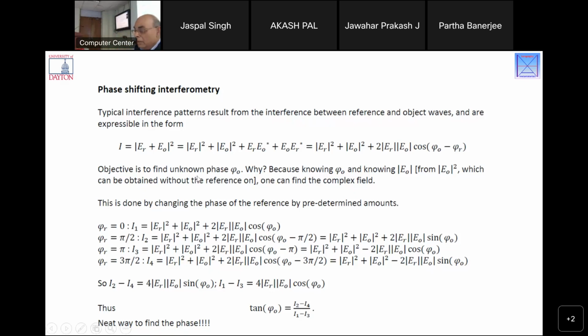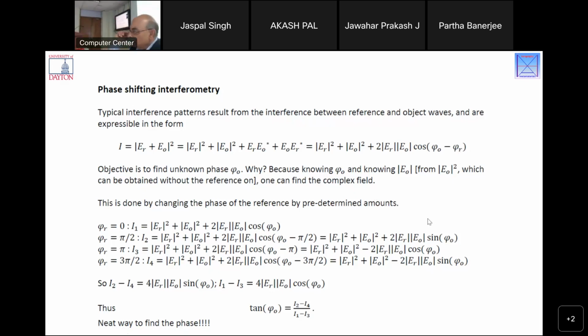And if you take phi r to be 0, as I did here, the final phase I am finding, this phi o, is of course relative to the initial phi r, which I have taken to be 0. But that's more than enough. I just want the relative phase. All it changes is the pedestal for the phase, but I don't care. I need to know the spatial variation of the phase.